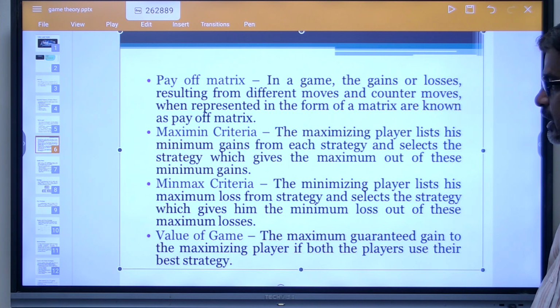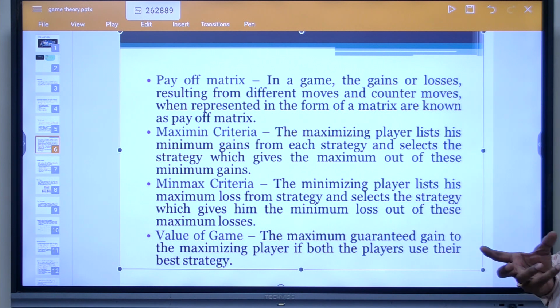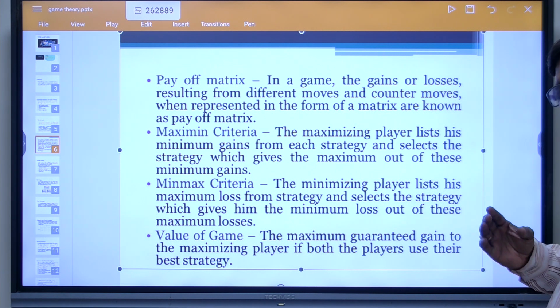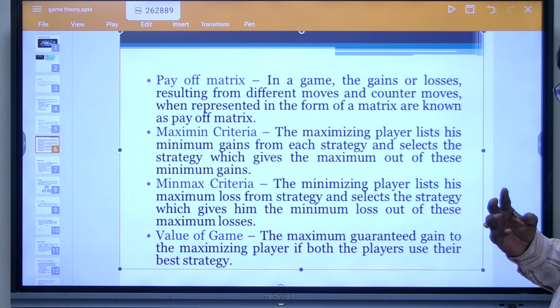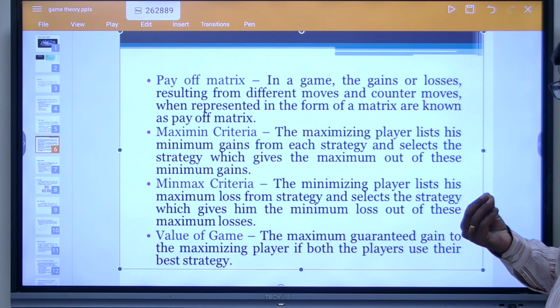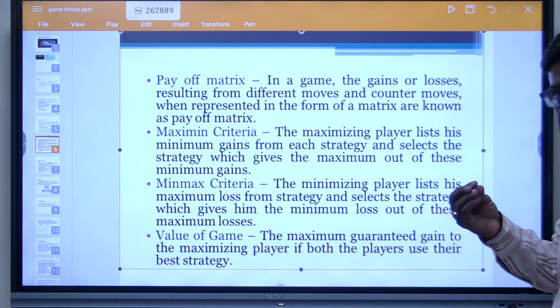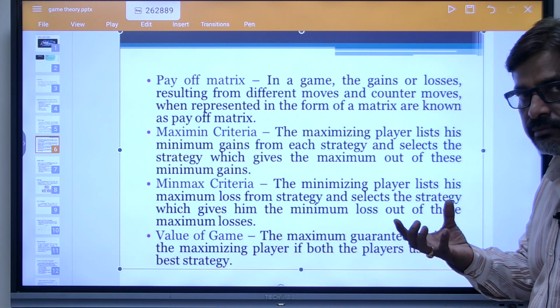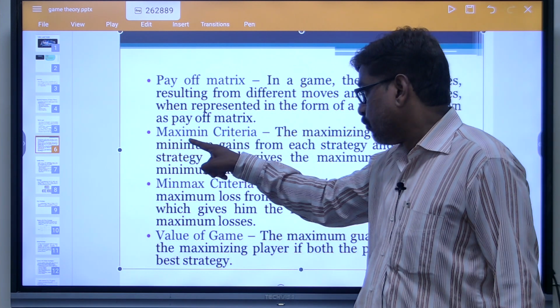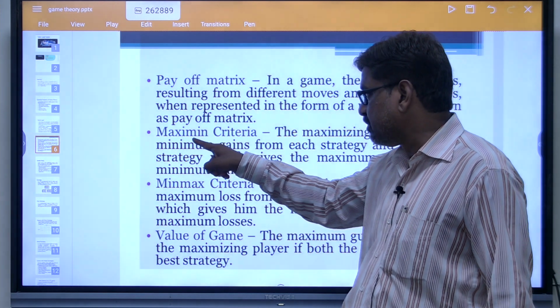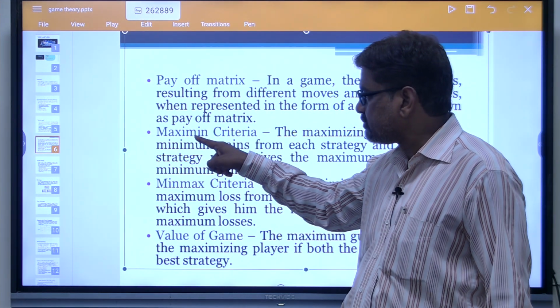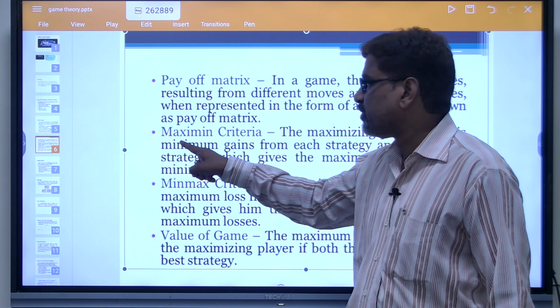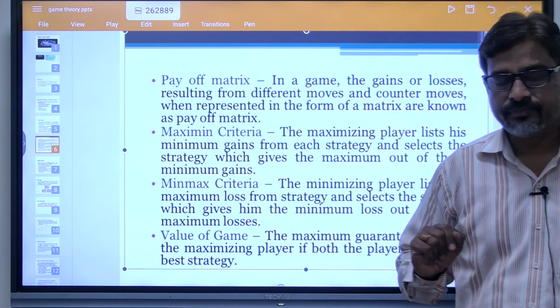Maximin. Maximin describes that out of the various results that we obtain, we treat the minimum one from each, and from among the various minimum values, we select the maximum one. That is the maximin.